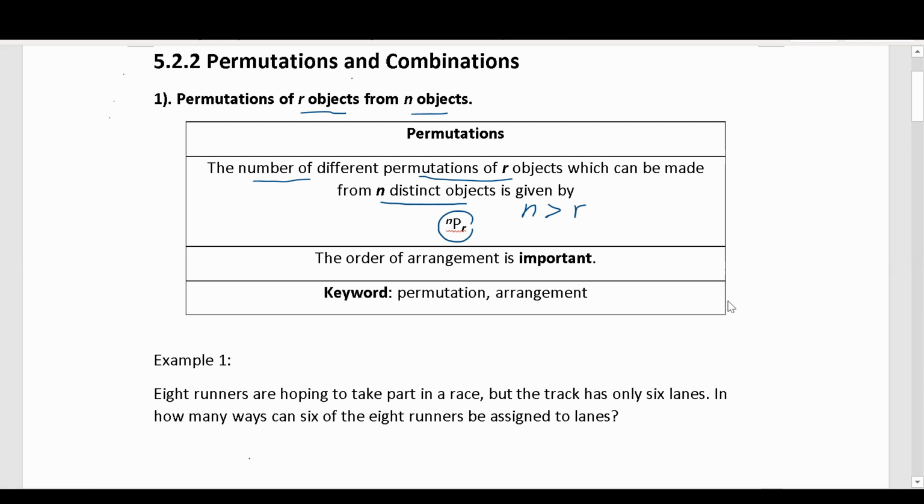When you use nPr to find the number of ways, the order of arrangement is important. So you will see the questions use keywords like permutation and arrangement. Let's have a look at example 1.